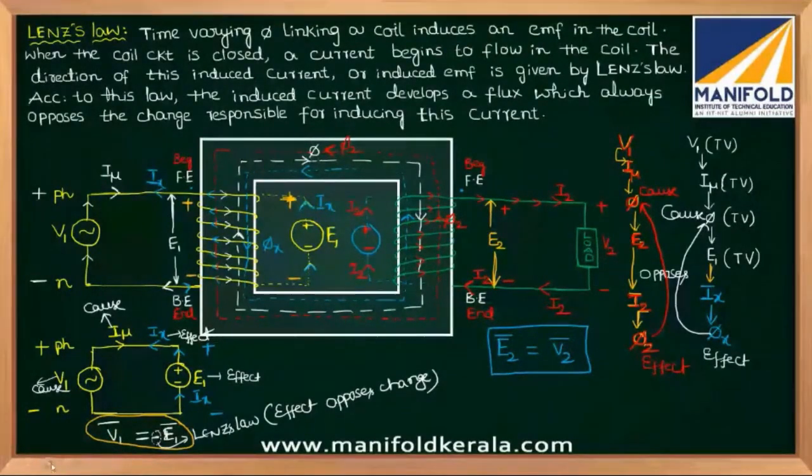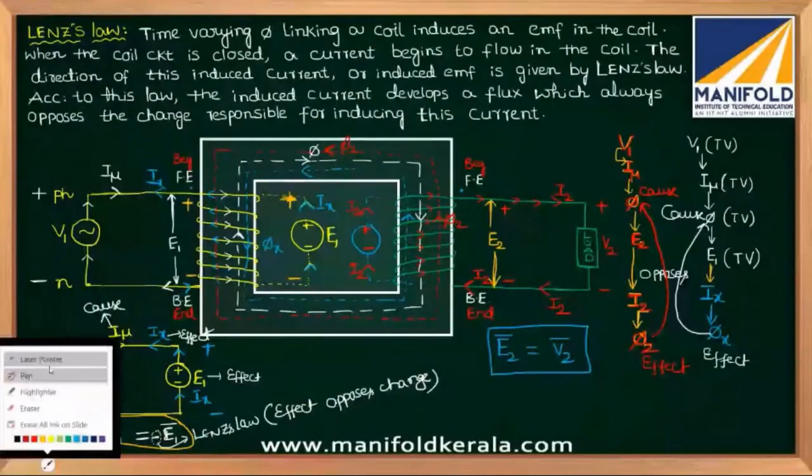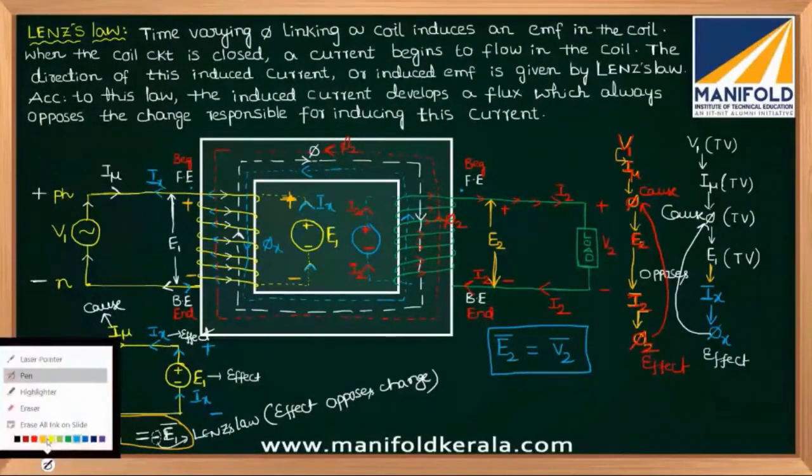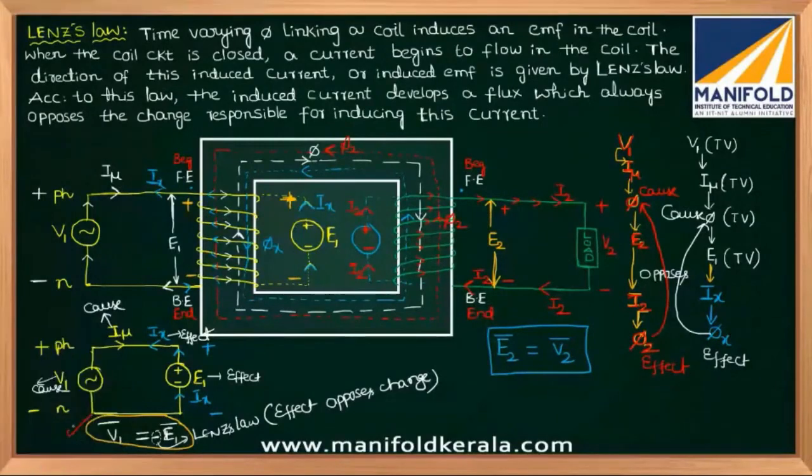Okay, I am asking a very simple question here. In this entire session, I have given an explanation of why, on the primary side, I write V1 bar equals minus E1 bar, and why, on the secondary side, I should write E2 bar equals V2 bar. I hope you understood this entire discussion.